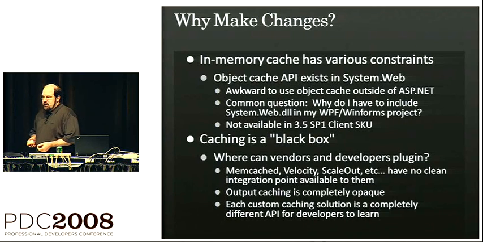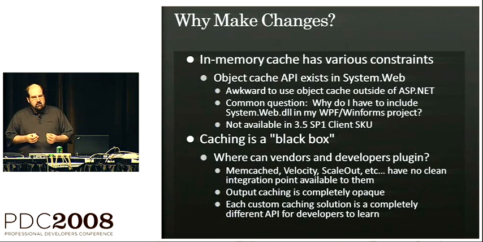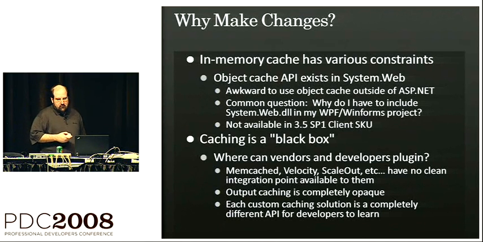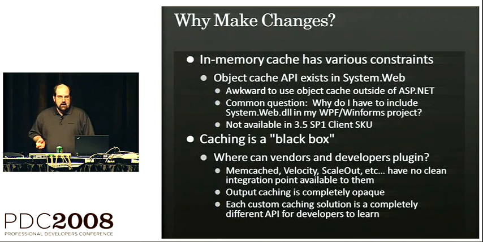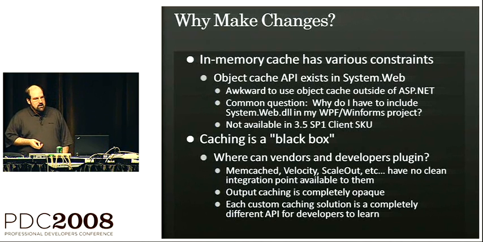The second biggie, and this is probably the one that we've gotten lots and lots of feedback on from vendors, developers, you name it, over the years, is that the caching that we have in the framework, whether it be the output cache or the object cache, is a black box. We have a bunch of APIs for object caching. We have a way that you interact with the output cache in ASP.NET.